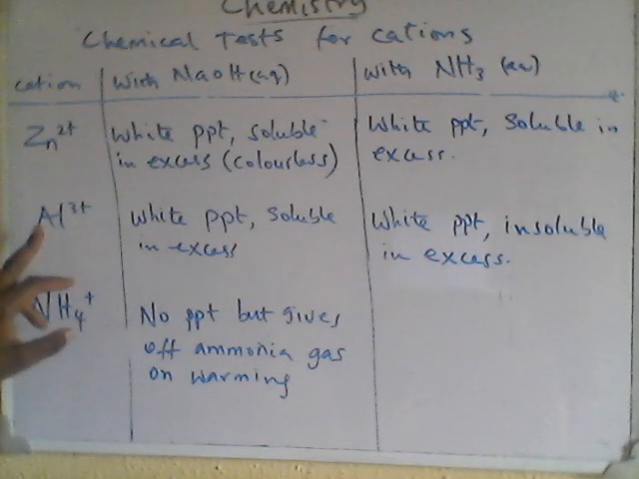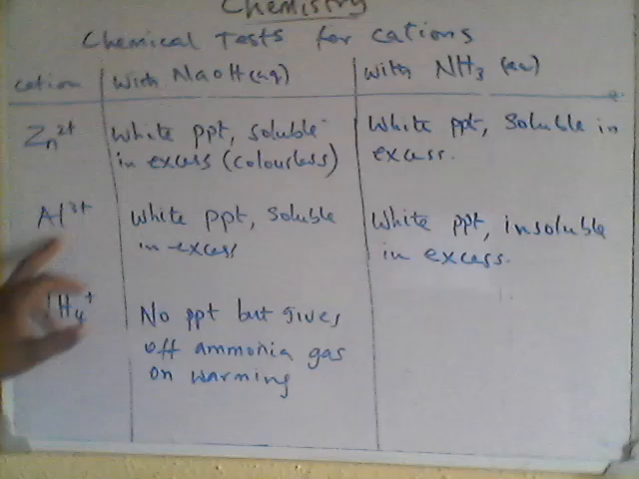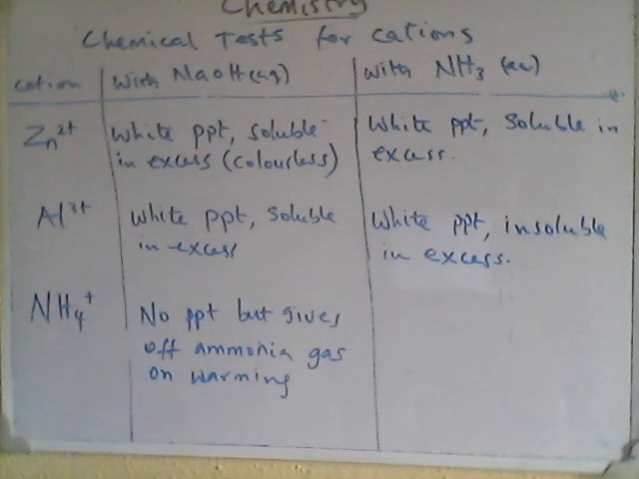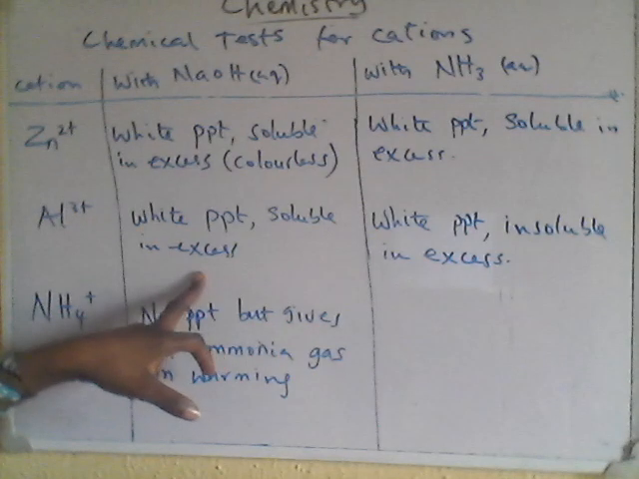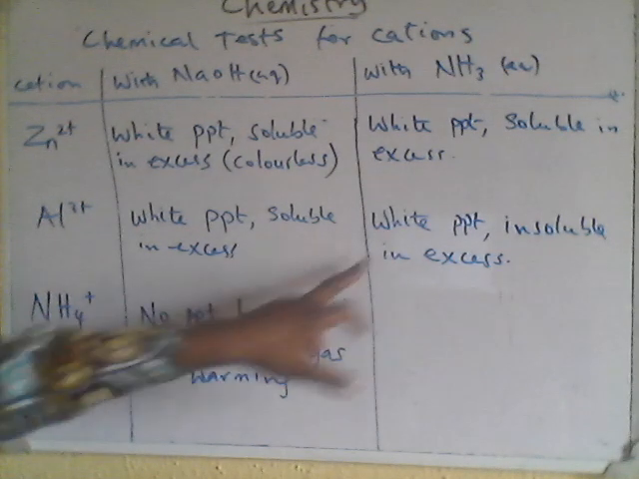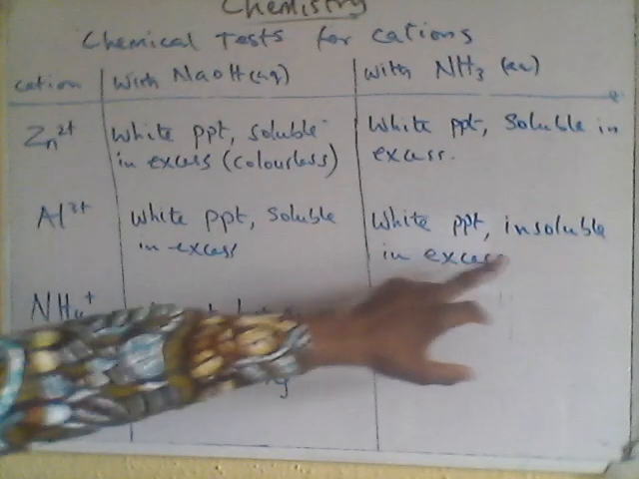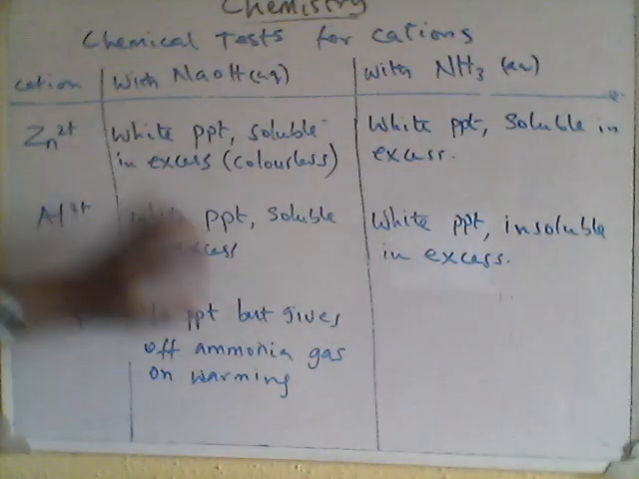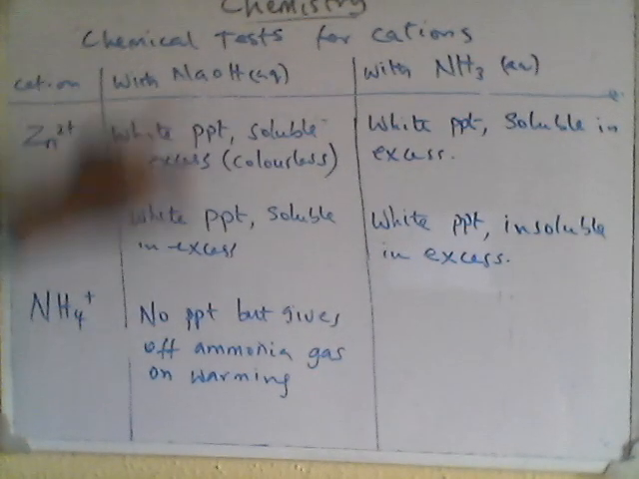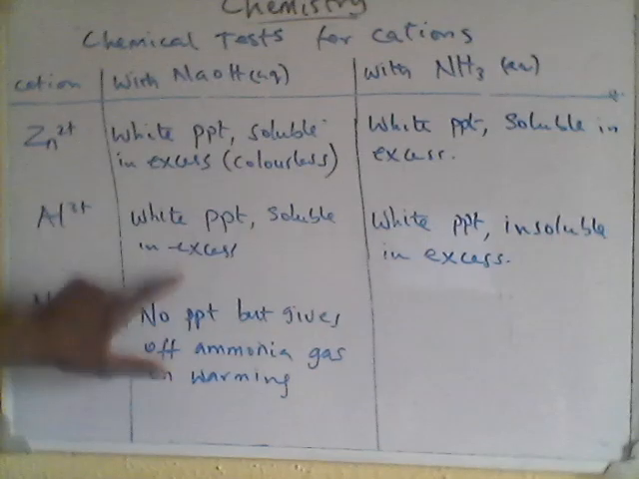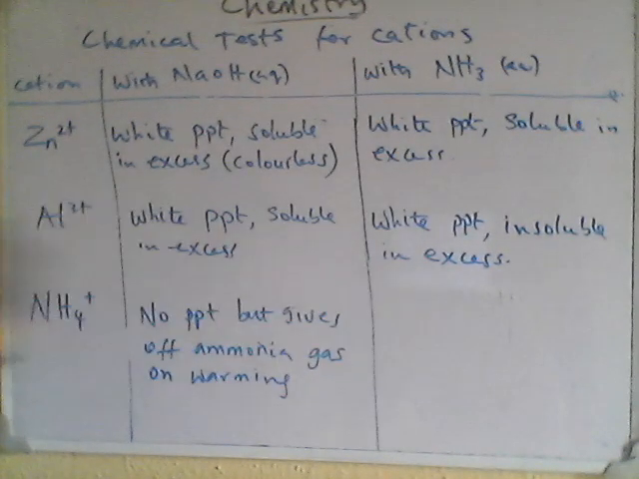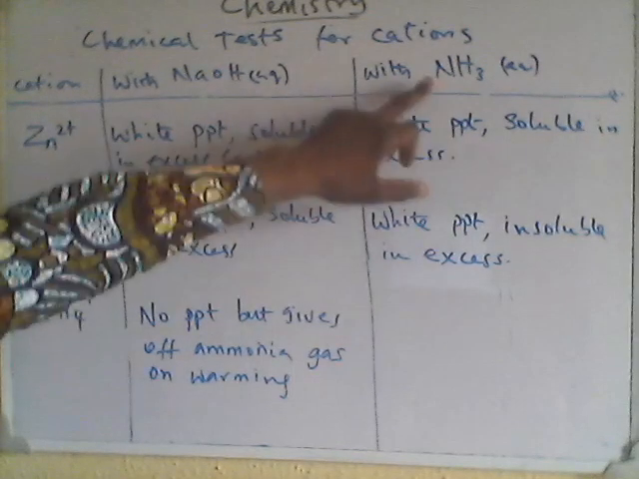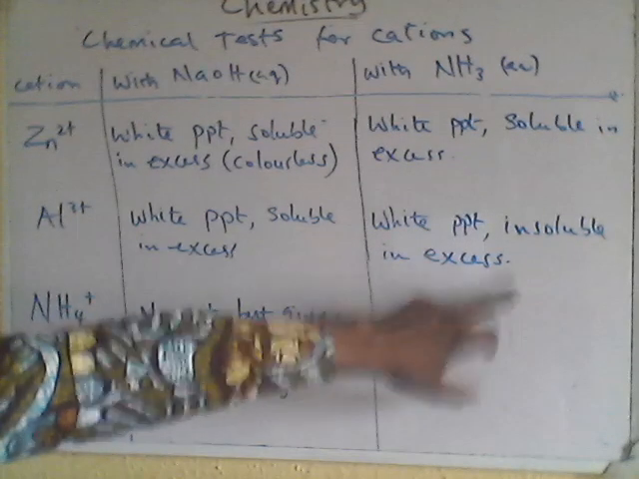For aluminium salts, if you are mixing it with sodium hydroxide aqueous solution, you will get a white PPT soluble in excess. Okay, and for ammonia, it is a white PPT insoluble in excess. See, if you check these two on sodium hydroxide, they look alike because you're having a white PPT soluble in excess, but the distinguishing thing is here. This one is soluble in excess for ammonia, but insoluble in excess for aluminium. So this is what you are going to use.